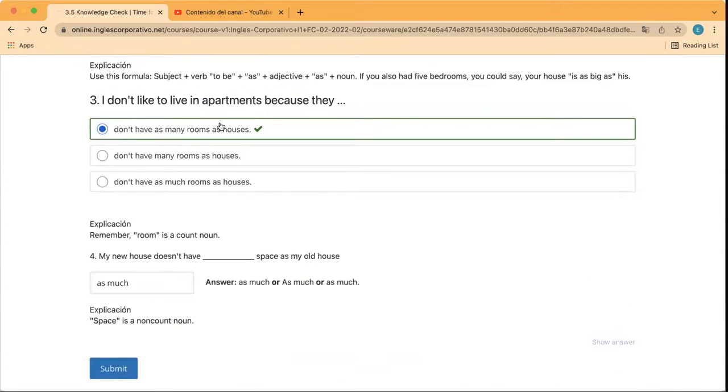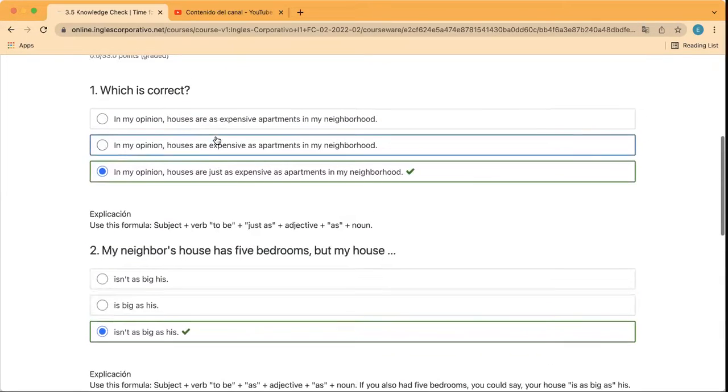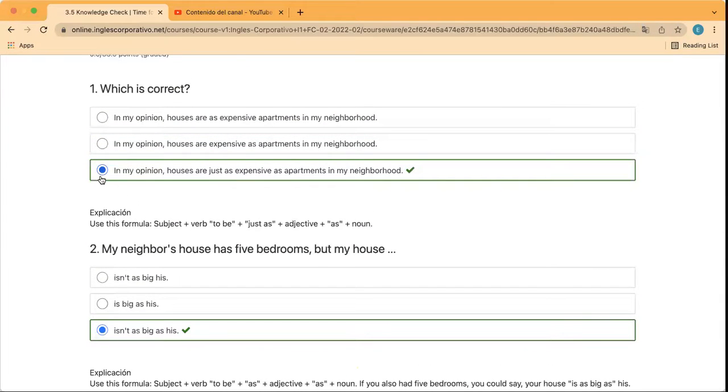Then we have, I don't like to live in apartments because they don't have as many rooms as houses. Number three, right? Okay, it is just as. What is the meaning here in this sentence? In my opinion, houses are just as expensive as apartments in the neighborhood. ¿Qué es lo que estamos diciendo allí? En su opinión, las casas son igual de caras que los apartamentos de su vecindario.